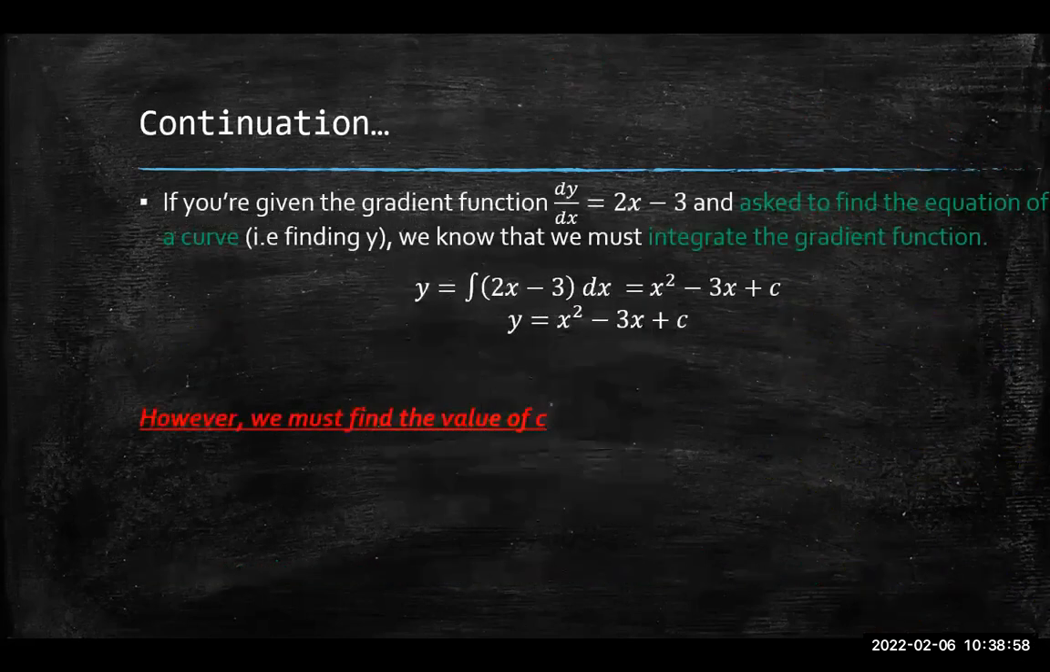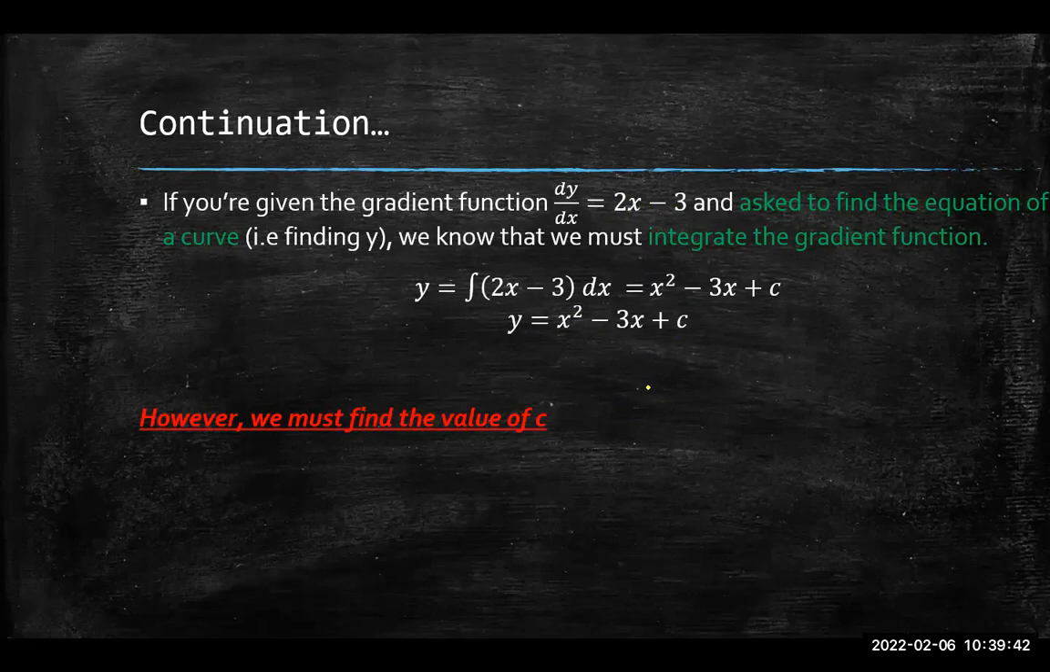So say they gave you the gradient function. Instead of giving you the equation of the curve, they gave you the gradient function, dy on dx is equal to 2x minus 3. They gave you this gradient function and asked you to find the equation of the curve. You will be like, okay, if I have dy on dx and I'm trying to find y, all I need to do is integrate. We learned that before, when I was showing you why we need to put plus c and all of that. So if I integrate this gradient function, 2x minus 3, I'm going to get y is equal to x squared minus 3x plus c. That's a problem though.